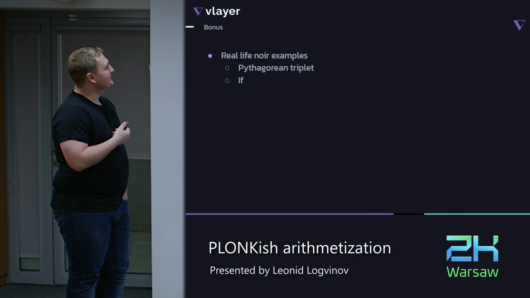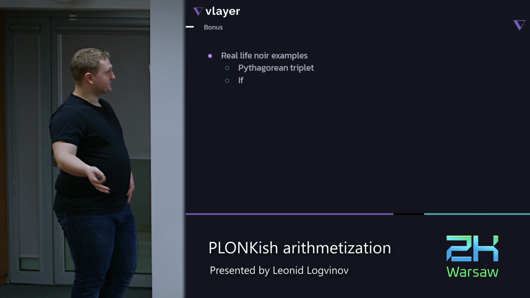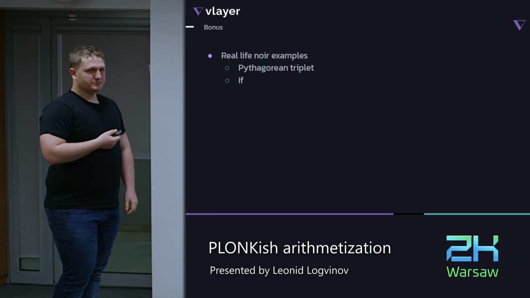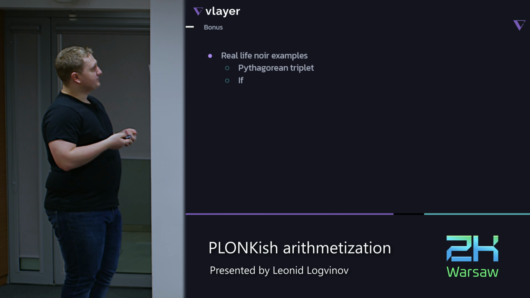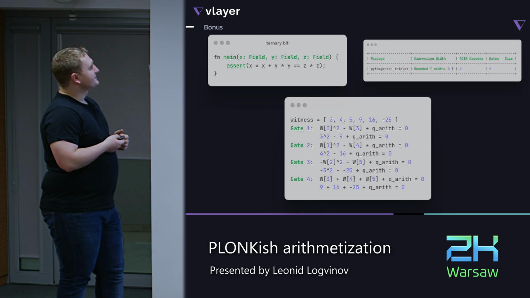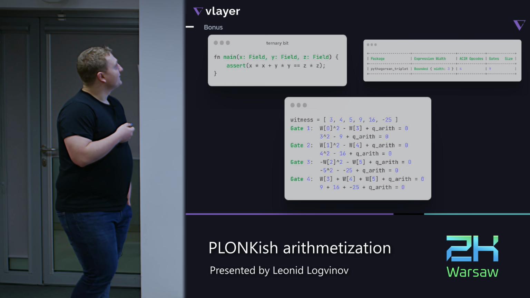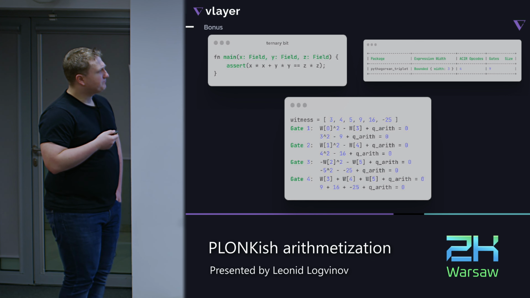So we'll show 2 real-life examples of what code Noir actually provides and what circuits it compiles to. The first example will be for the Pythagorean triplet, so we'll check that a squared plus b squared equals c squared. And the second example will be for a simple if. So let's go to the Pythagorean triplet. That's the code in Noir. Don't look at this title, I didn't change it. It takes 3 field elements and checks that x multiplied by x plus y multiplied by y equals z multiplied by z.